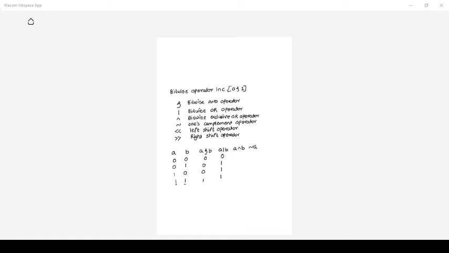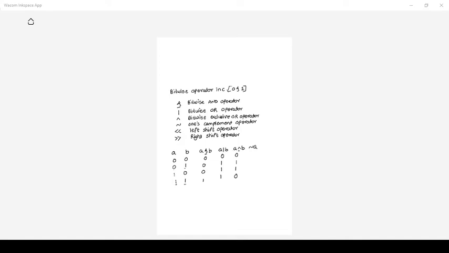The next one is the bitwise exclusive OR operator. This is the symbol for the exclusive OR operator, and the two operands are written on both sides of it. If the corresponding bits of the operands differ, as in 0 1, the output is 1. Otherwise, as in 1 1, it is 0. So this is exclusive OR.